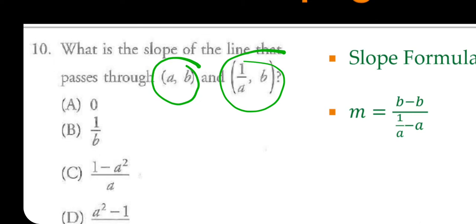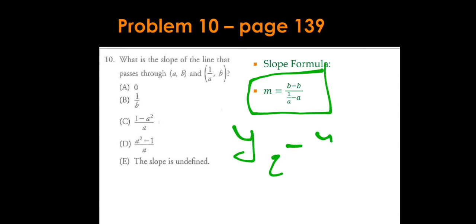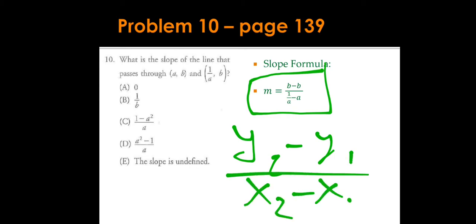Either we apply the slope formula, which says y2 minus y1 over x2 minus x1. That's the slope formula. Either we apply that and we see that the slope here, when you subtract the y's, it's 0 over something, so the answer is 0, and therefore this is my answer, A.